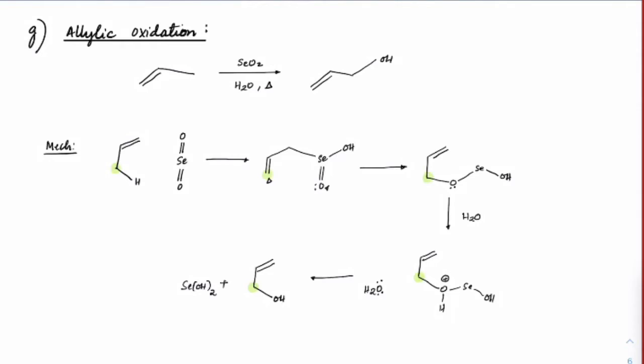Got it? So the pi bond will attack and try to take away this proton, and this bond breaks to make this a double bond here, and the pi bond will attack on selenium. So this is a concerted step that has been observed.